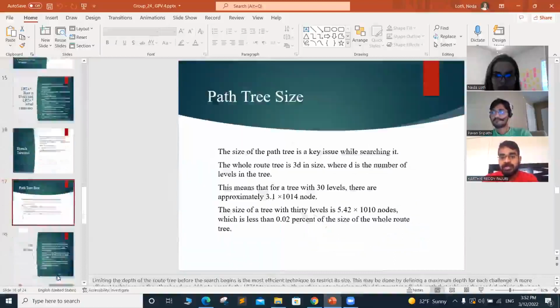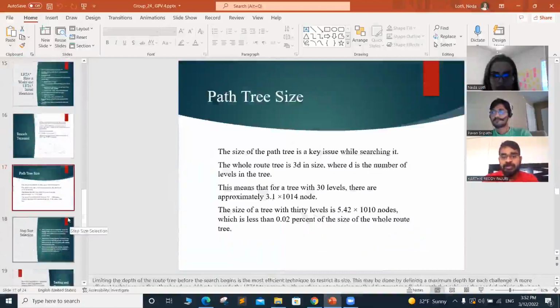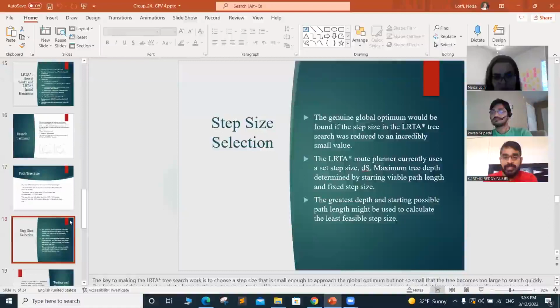Moving to the next slide, path tree size. The size of the path tree is a key issue while searching it. The whole route tree is 3^D in shape, where D is the number of levels in the tree. This means that for a tree of 30 levels, there are approximately 3.1 times 10^14 nodes. The size of the tree with 30 levels is 5.42 times 10^10 nodes, which is less than 0.02% of the size of the whole route tree.